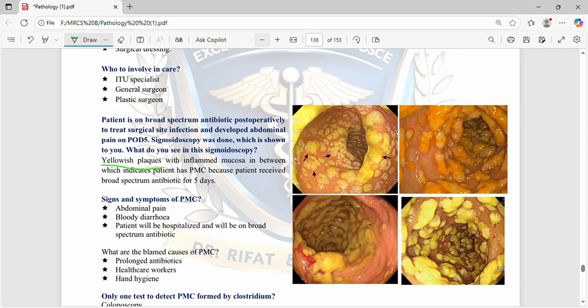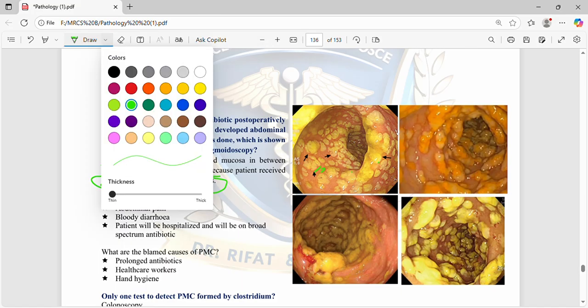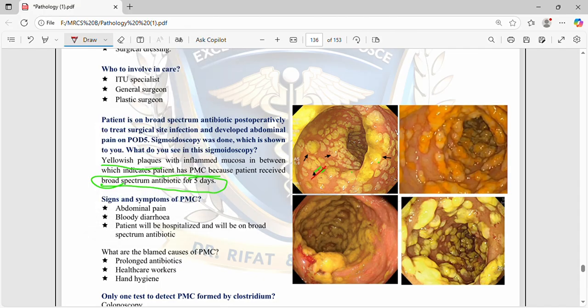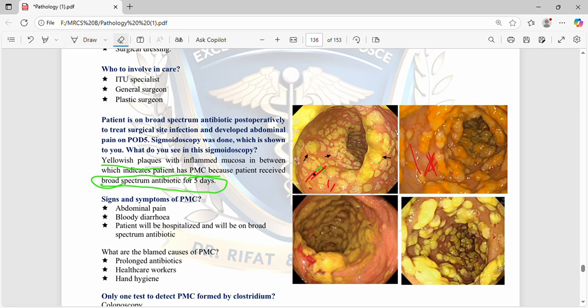Yellowish plaques with inflamed mucosa in between, which indicates the patient has pseudomembranous colitis because the patient received broad spectrum antibiotic for 5 days. So these are the yellow plaques intermingled in between the inflamed tissue. So what is this? This is pseudomembranous colitis because he has used antibiotics for 5 days.